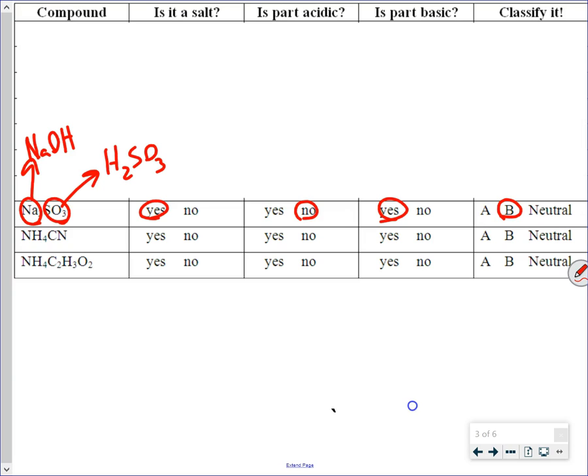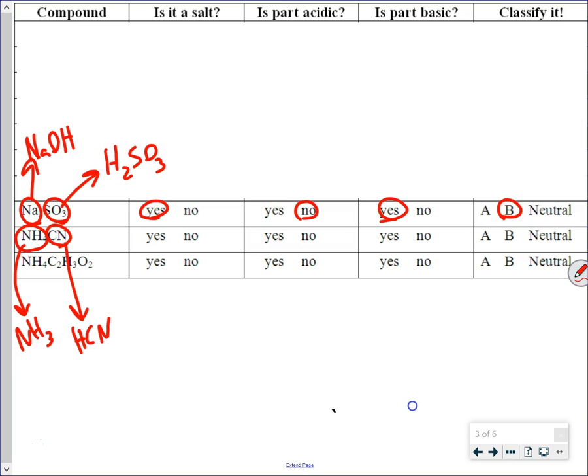The next two are where it gets confusing. In the next two examples, we have ammonium cyanide and ammonium acetate. Ammonium cyanide, both of those ions come from weak species. We have ammonium, which comes from ammonia, and we have cyanide, which comes from hydrocyanic acid. Both of those are weak. So that means my ammonium and my cyanide are each going to have acidic and basic properties, respectively.